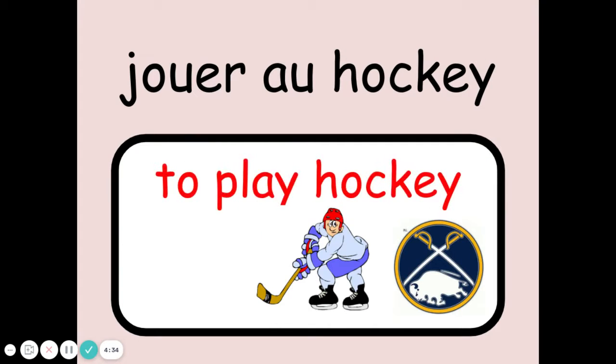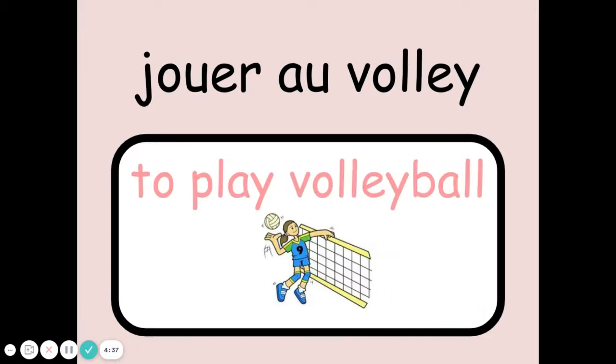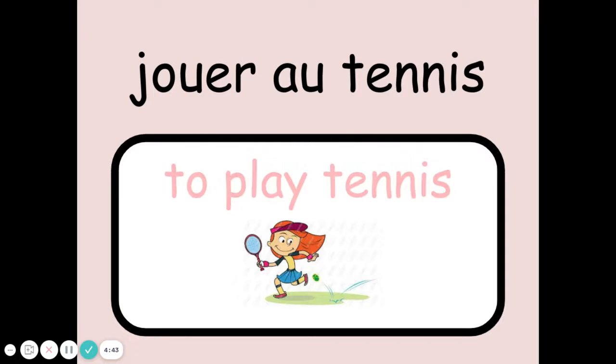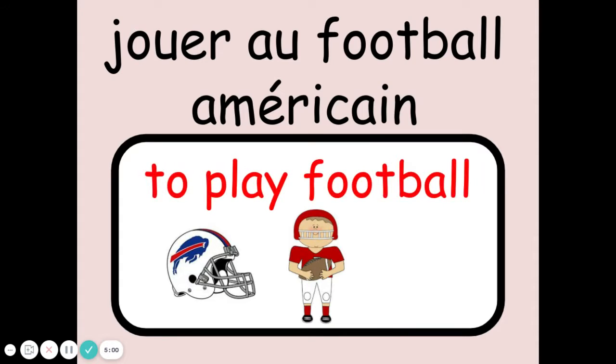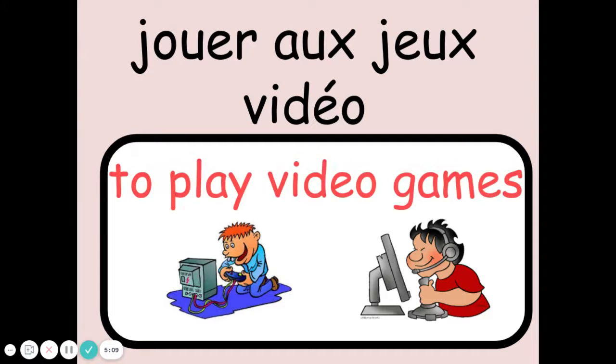Jouer au hockey, to play hockey. Jouer au volley or jouer au volleyball, to play volleyball. Jouer au tennis, to play tennis. Almost all the sports are cognates. Jouer au foot or jouer au football, to play soccer. Remember, it's football in every other country. Jouer au football américain, to play our type of football, to play American football. Jouer aux jeux vidéo, to play video games.